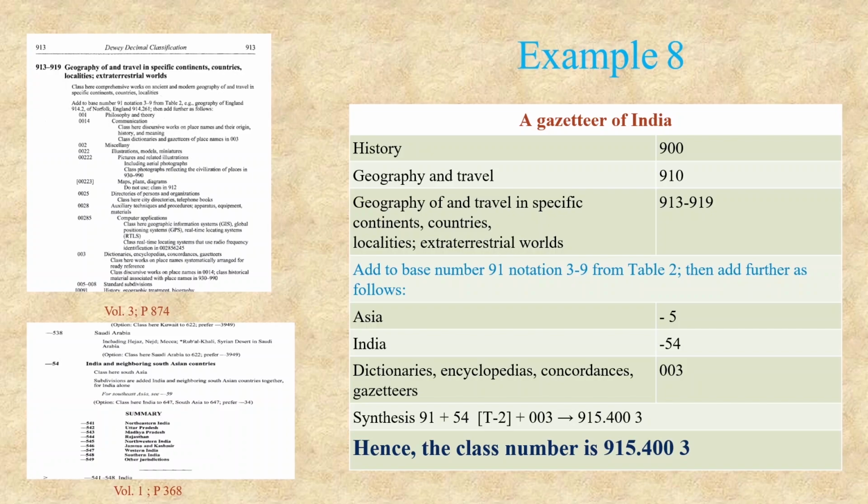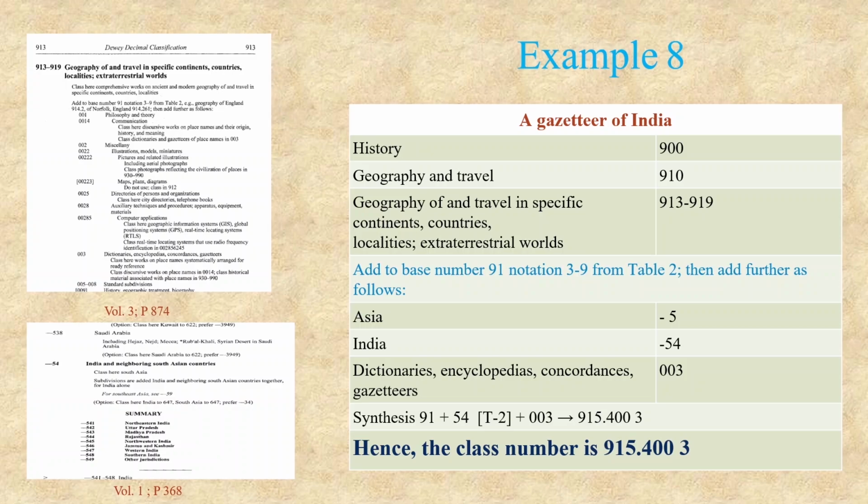The screenshot has been given here for a better understanding from the schedule. Geography and travel in specific continents, countries, localities falls under 913-919. Gazetteers are classified under 003: dictionaries, encyclopedias, conferences, gazetteers. Now Table 2 is used for geographic location. The instruction for 91, geography of specific places, says to add to base number 91 notation 3-9 from Table 2. So here is the number of India, -54. Then add the gazetteer notation.